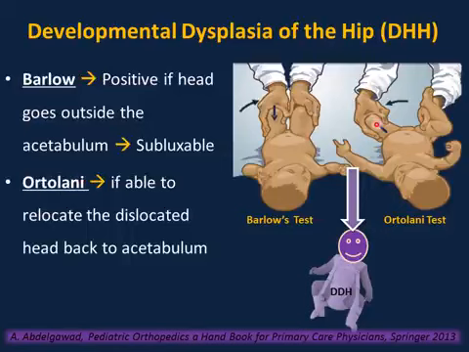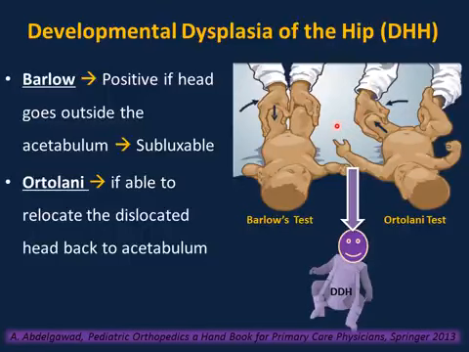Ortolani is the opposite. If you are able to relocate the head of the femur back into the acetabulum, you will feel a clunk. By holding the thigh in abduction, as shown in the figure, with gentle push inward, if you feel the head of the femur going back, or you feel a clunk, this means the test is positive. If you have positive Barlow or positive Ortolani or both, you need to refer to pediatric orthopedics with no imaging study. If you feel just a click, meaning you are not able to dislocate and you are not able to relocate, this means a negative test.